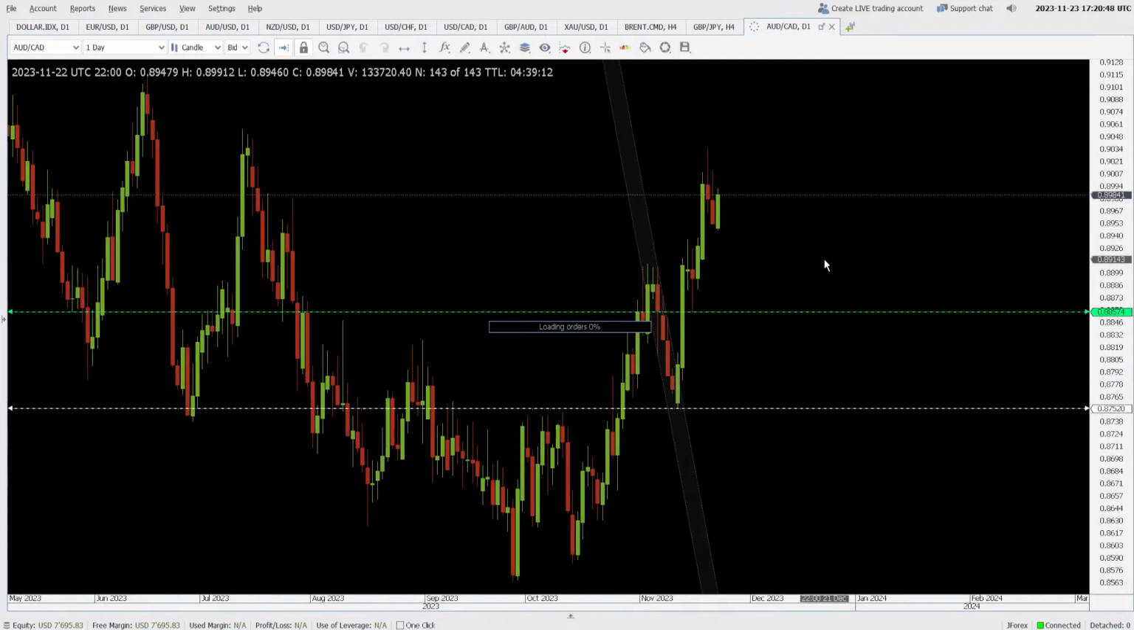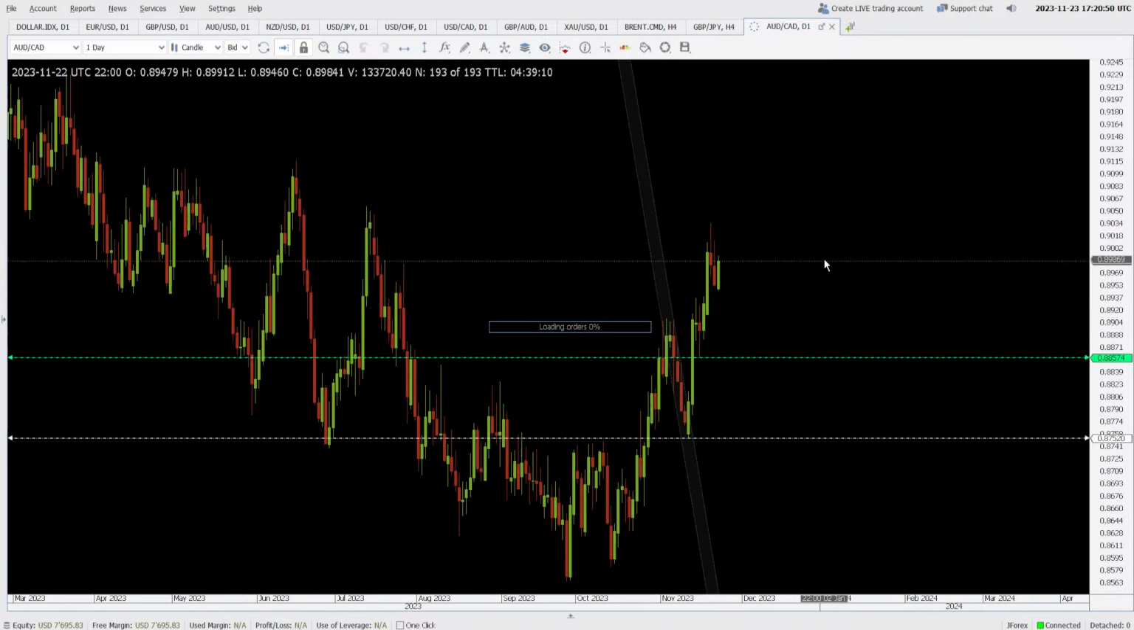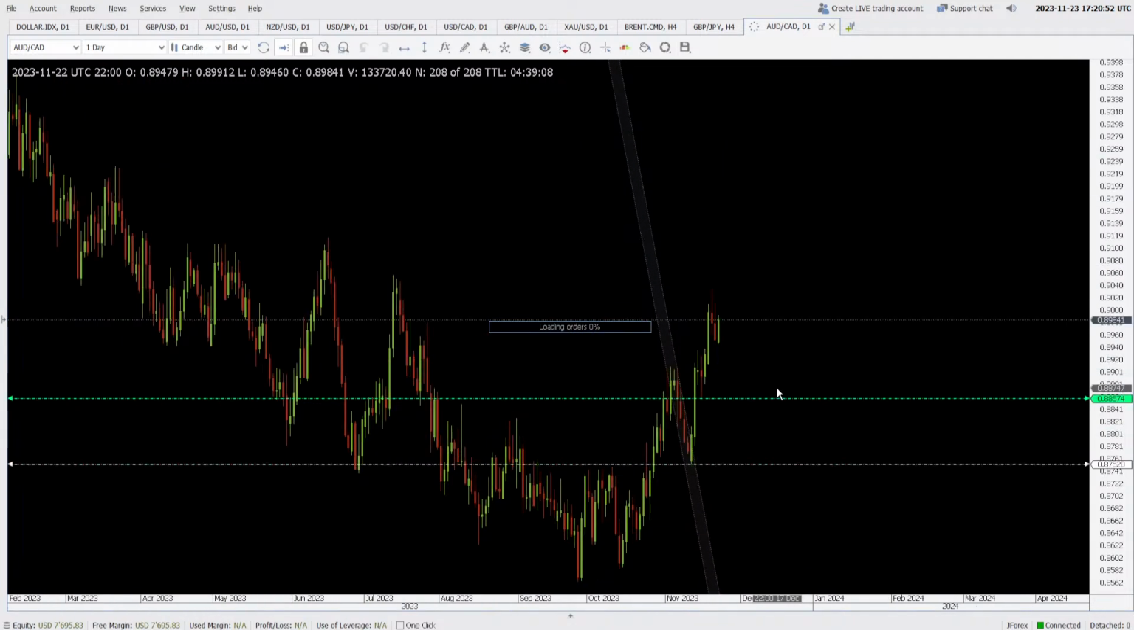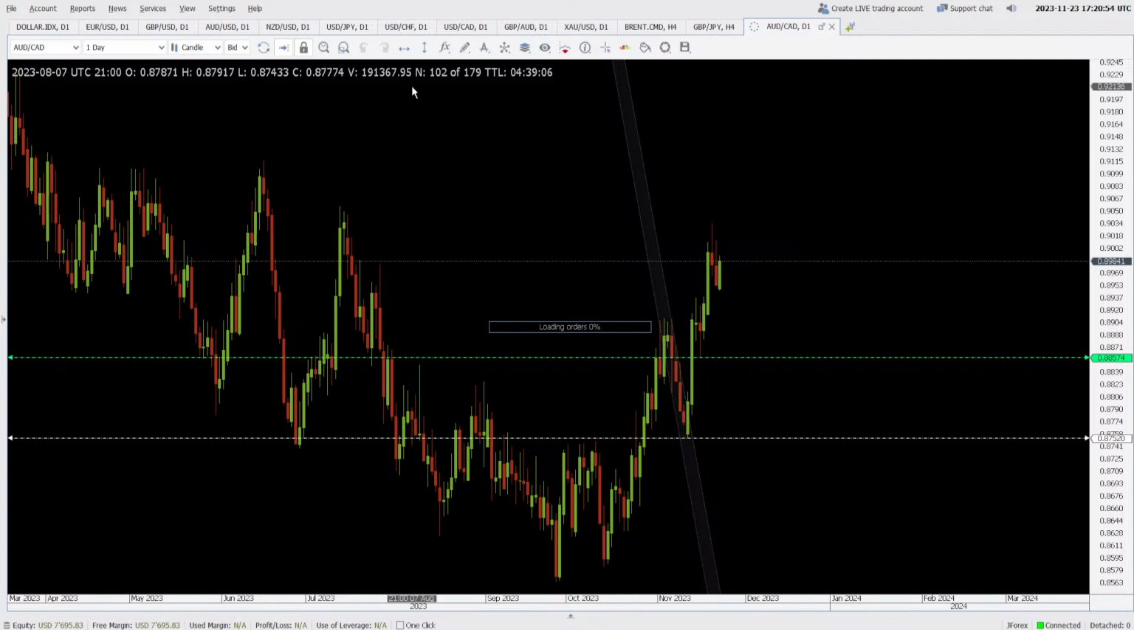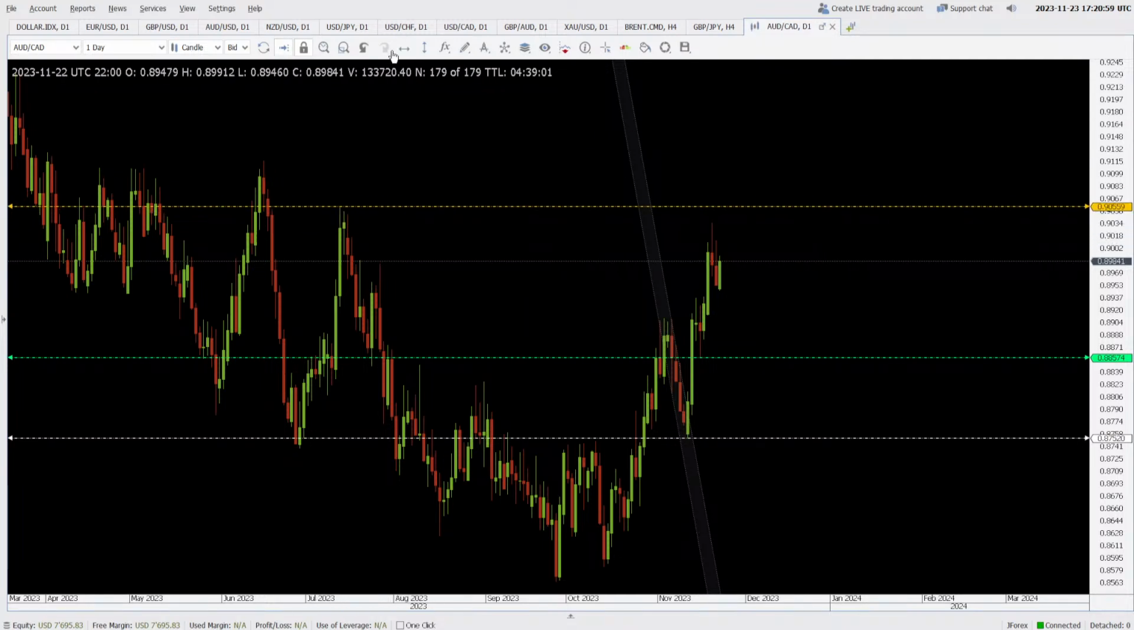AudiCAD, my friends, if you have seen this, then fine. If you've not seen this, then also it is fine. The potential next targets are around 0.9055 and around 0.9116. The support is around 0.8857. That's all from my side.